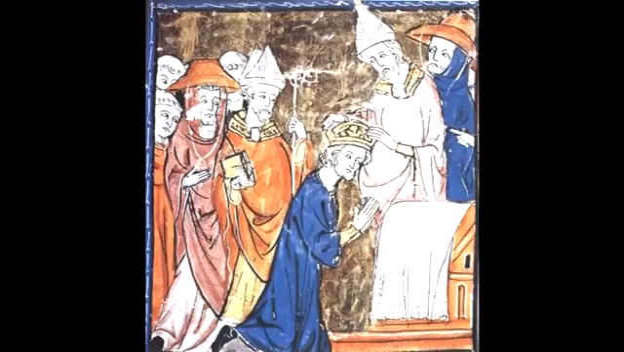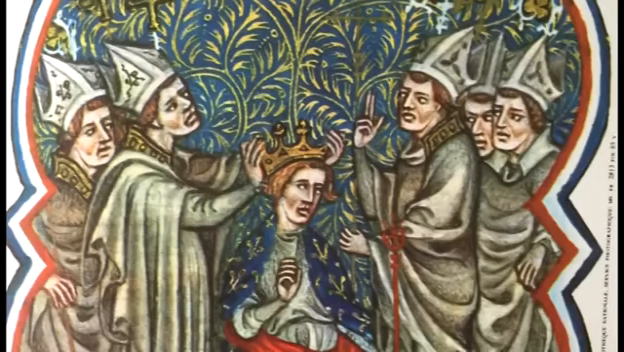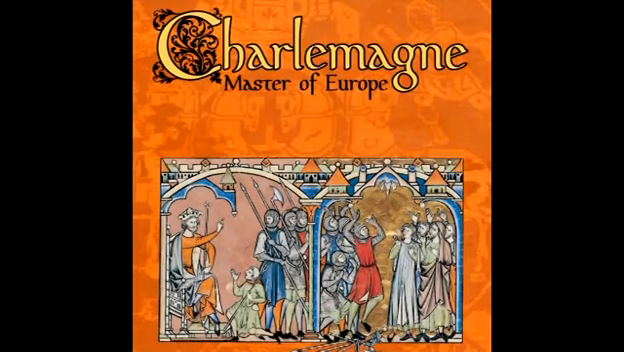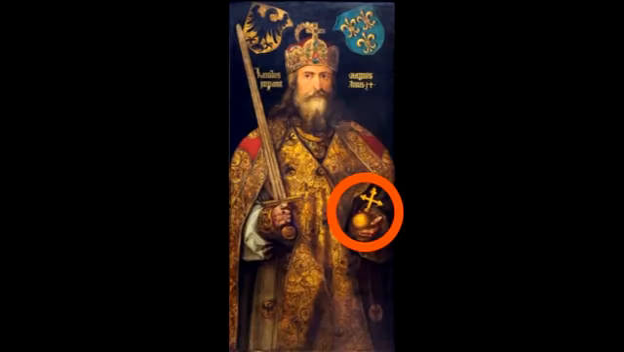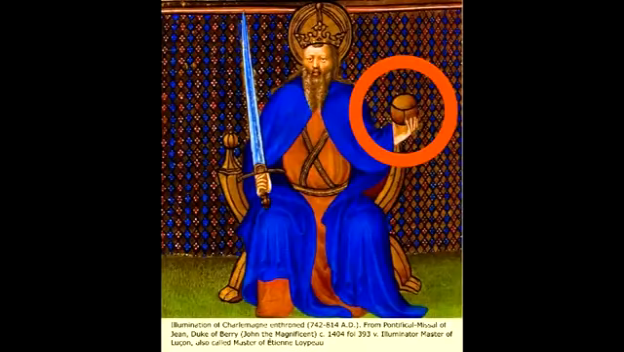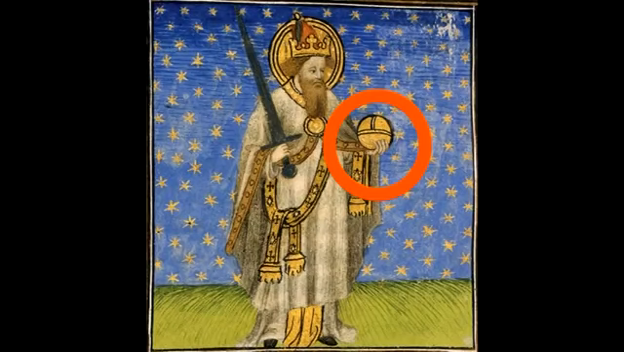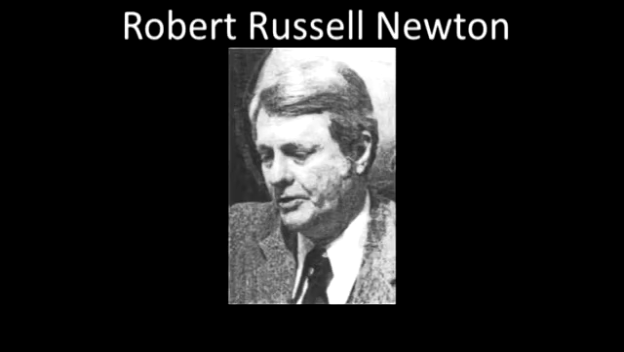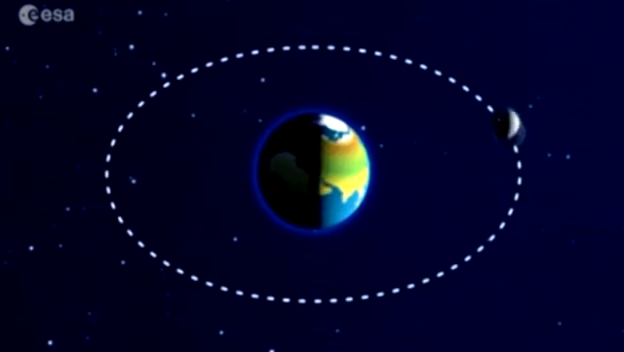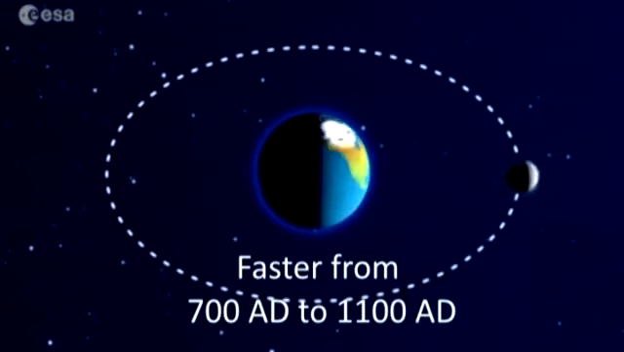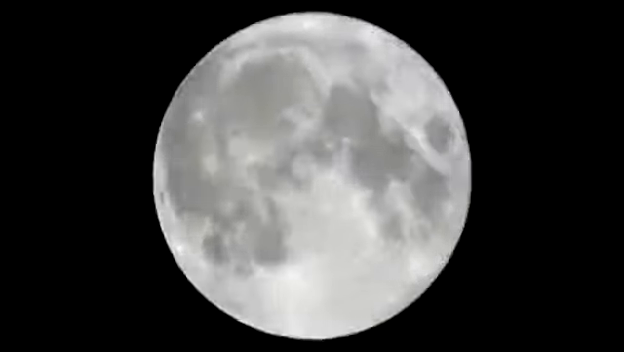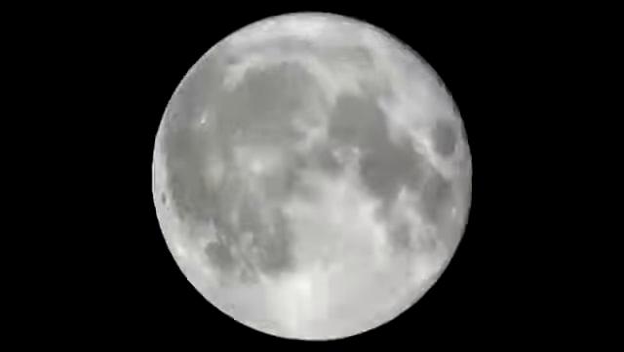The oldest reference I could find on the Hereford map is Charlemagne. That is 800 AD. So the flood happened after Charlemagne. I also came across the theory of Robert Russell Newton. He stated that the moon was turning faster between 700 and 1100 AD. As the moon is a reflection of Earth, that means Earth is turning faster.